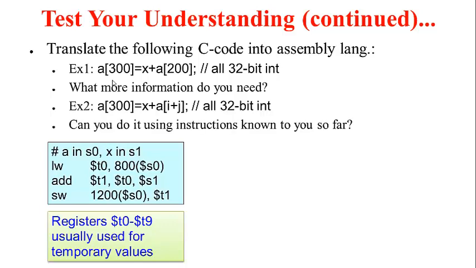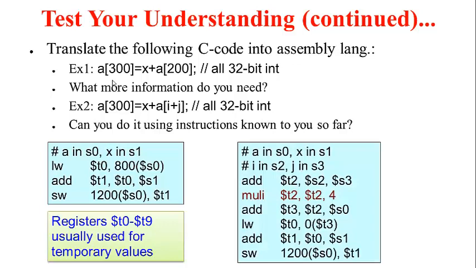Continuing along the same lines, now translate this statement, A300 equals X plus A of I plus J, assuming again that all of these are 32-bit integers. A is an array of 32-bit integers, X is a 32-bit integer, and so are I and J. Can you do it using the instructions known to you so far? Let's give it a try. You can assume that I corresponds to register $S2 and J corresponds to register $S3.